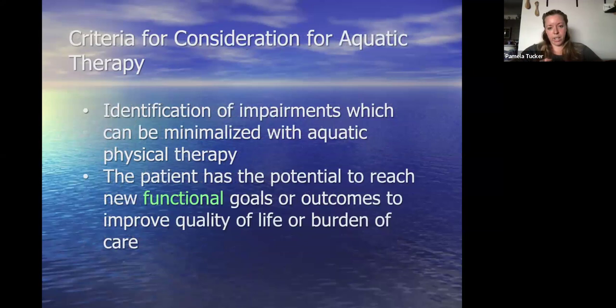To qualify for aquatic therapy, we have to be able to identify certain impairments, which can be minimized in the aquatic environment. We also have to identify functional goals or outcomes that improve your quality of life or the burden of care. By that, I mean, I frequently have parents or patients come in and say, my goal is to improve my core strength. I would challenge you to think of what sorts of functional goals you're working towards, because improving core strength is something pretty much everyone could work on.